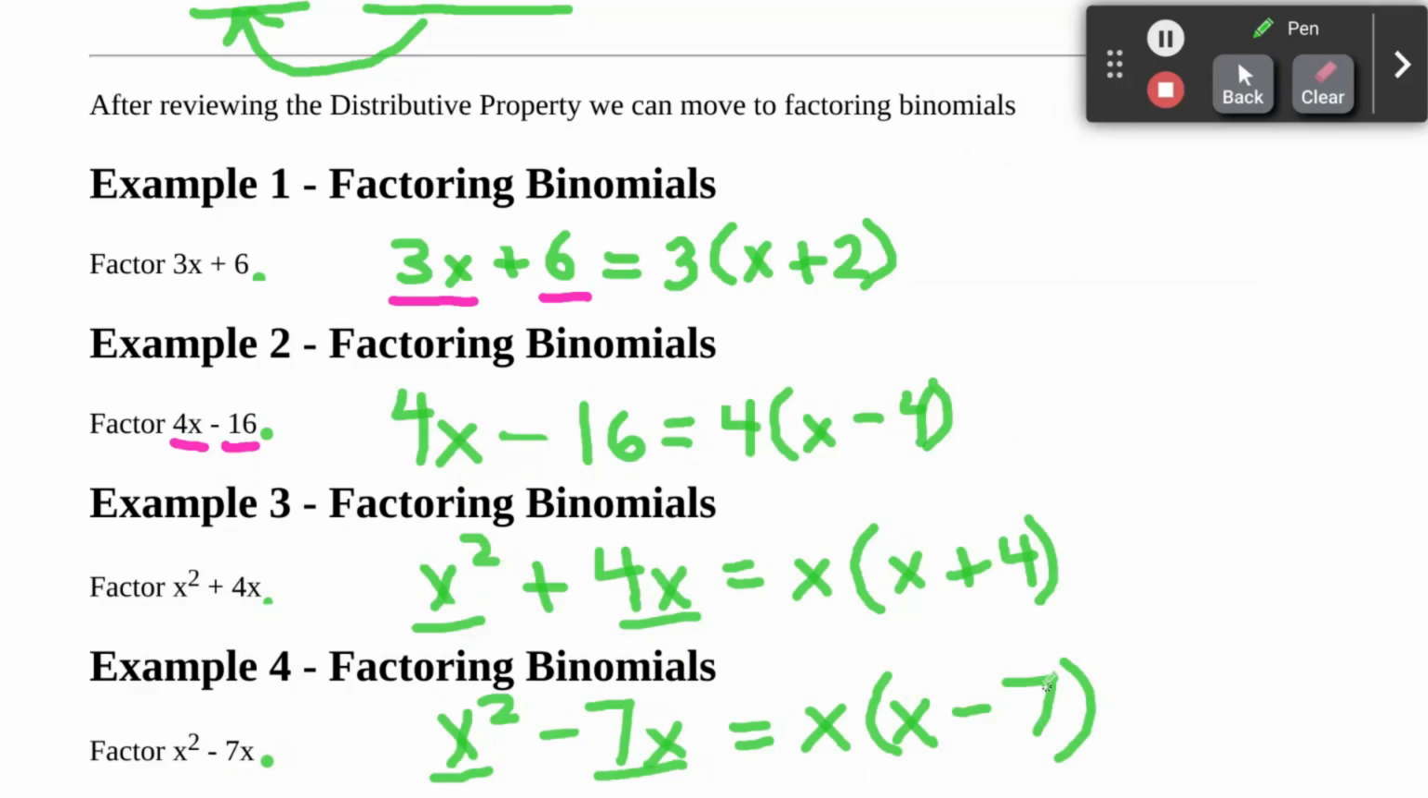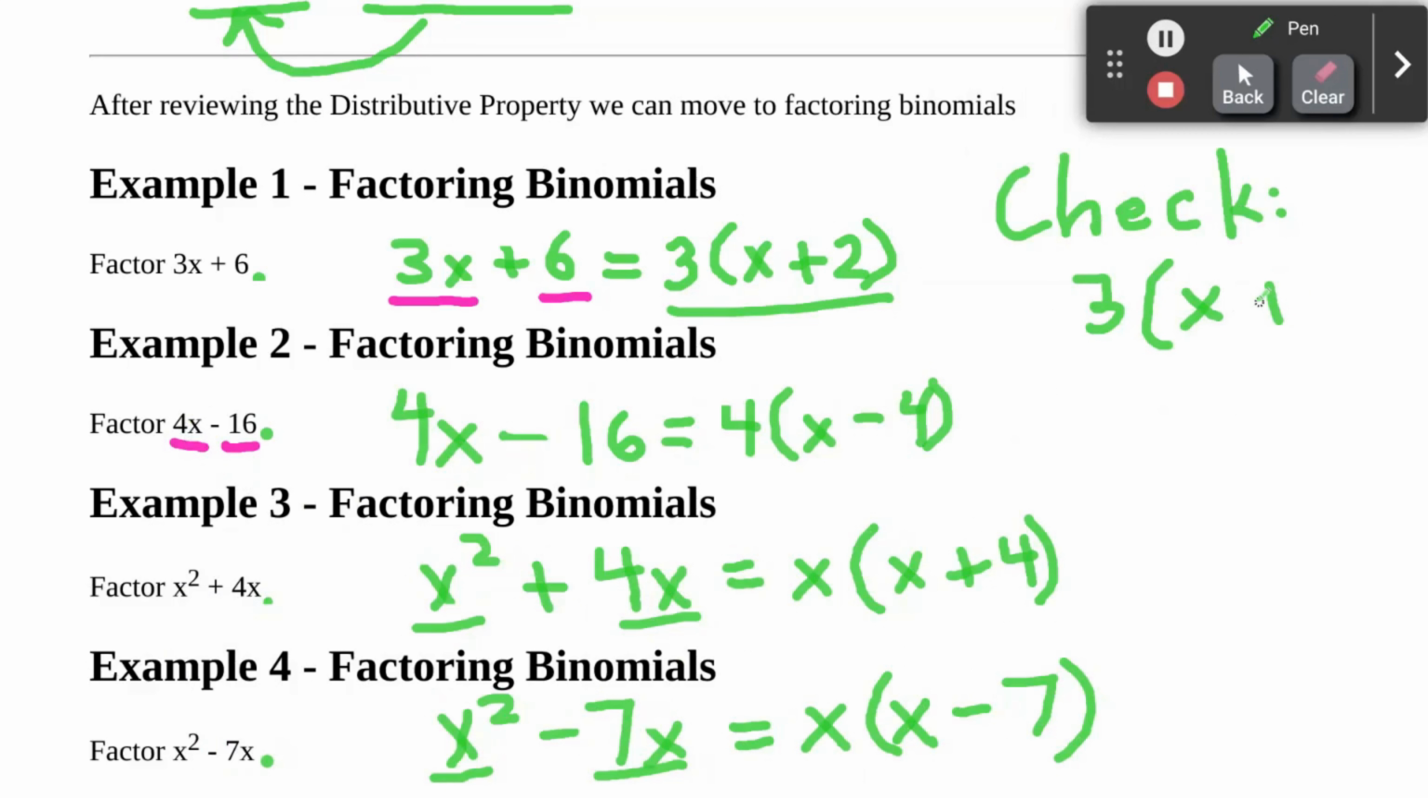Okay, and now if I go through this and I really want to check all these, what I can do, and I'll show you the first one. So the first one, if we want to check these, we just use the distributive property. We take our solution, 3 times x plus 2, and we use the distributive property and see if we get what we started with, 3x plus 6.